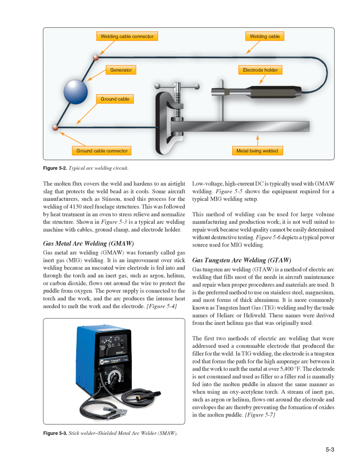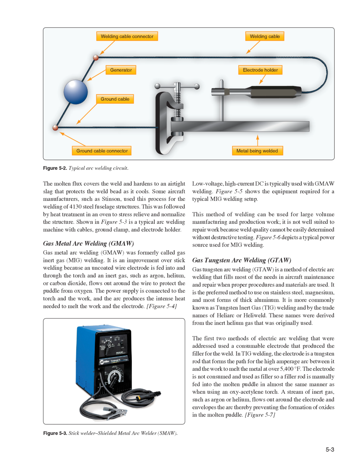Figure 5.4, low voltage, high current DC is typically used with GMA welding. Figure 5.5 shows the equipment required for a typical MIG welding setup. This method of welding can be used for large volume manufacturing and production work. It is not well suited to repair work because weld quality cannot be easily determined without destructive testing. Figure 5.6 depicts a typical power source used for MIG welding.